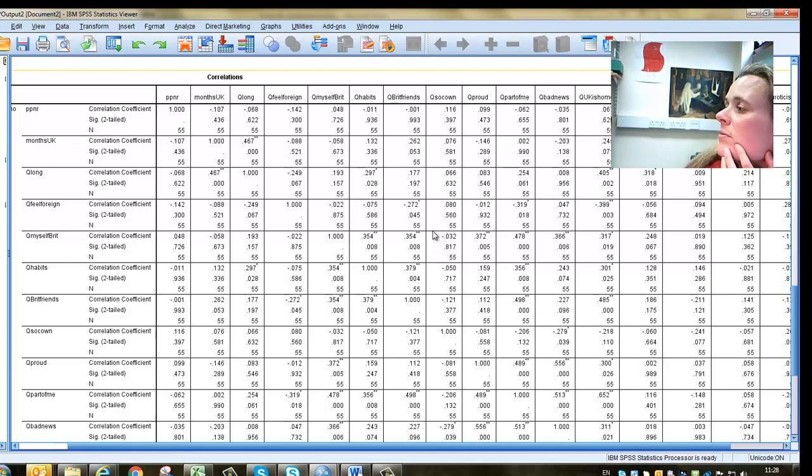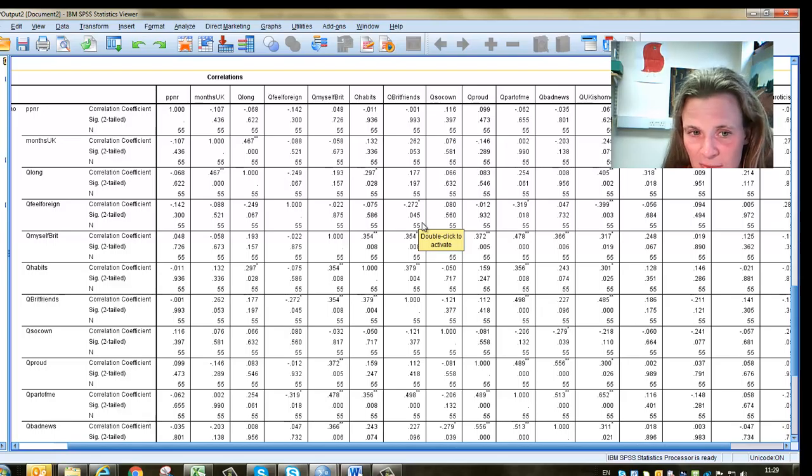How would you interpret that little box? Okay, since there is a correlation between the two, it means that people who feel foreign in the UK have British friends, or is that the opposite? Is that positive or negative? No, it's negative.